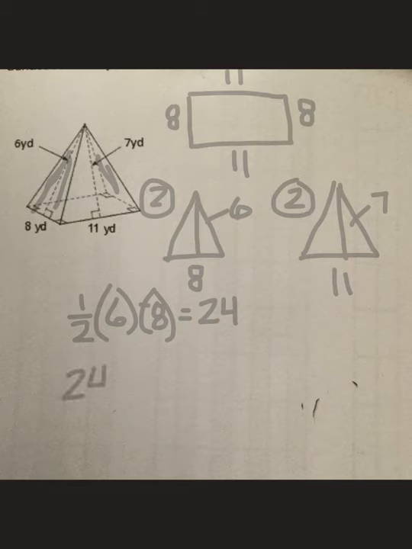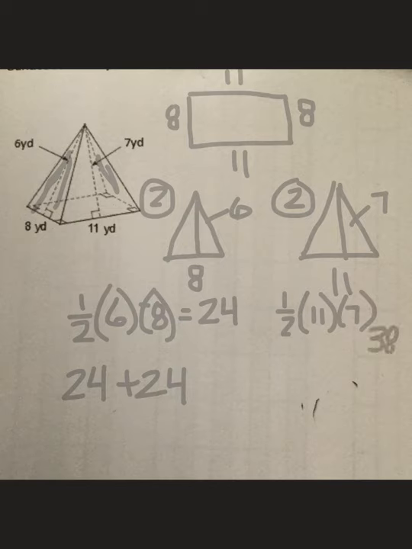Now keep in mind, there's 2 of them, so there's going to be 2 24s put into my list. The second triangle is 1/2 times a base of 11 and a height of 7, so the area of that is going to be 38.5. So my front and my back triangles are both going to be 38.5. That accounts for the 4 triangular faces.